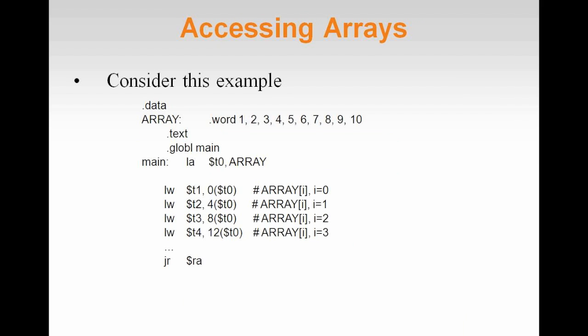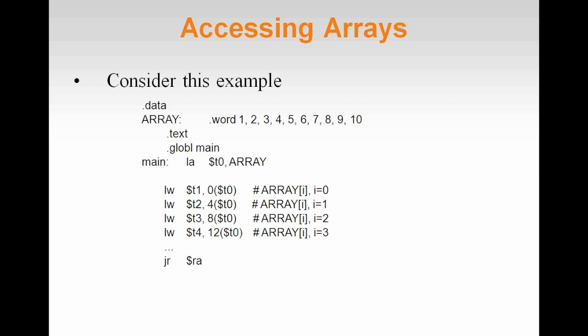Now we'll consider accessing arrays. Generally speaking, arrays can be formed for different data types such as bytes, words, and double words. In this example, we consider accessing an array of words. So you see that the data type word has been specified for this array in the data segment.